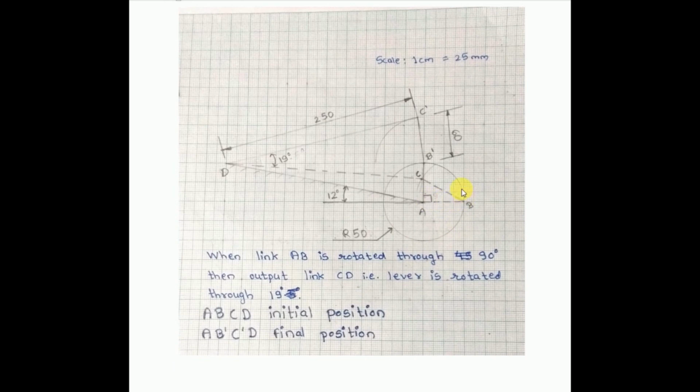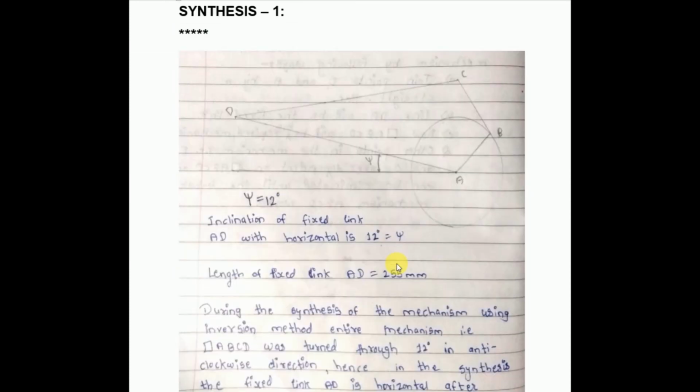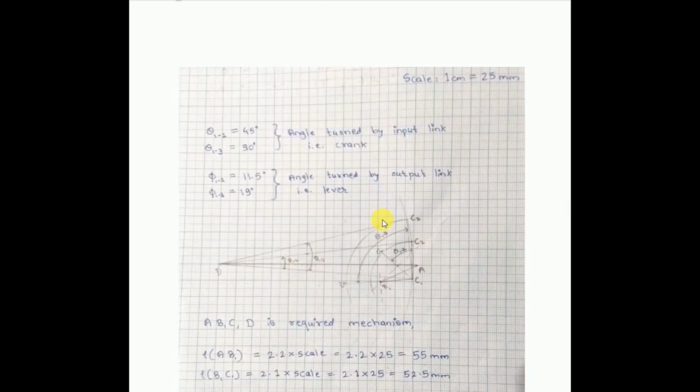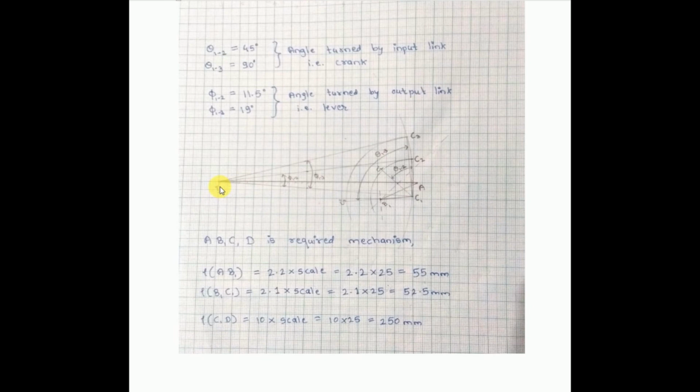Then we turned our crank through 90 degrees and the output link got rotated through 19 degrees. So this is our theta 2 and this is our phi 2. So basically we performed two syntheses. In first synthesis, we turned our entire mechanism through 12 degrees, as the inclination of fixed link DA is 12 degrees with the horizontal. So we rotated this mechanism by 12 degrees. And now after rotating, the fixed link DA was in horizontal position. And then we performed the synthesis using inversion method.